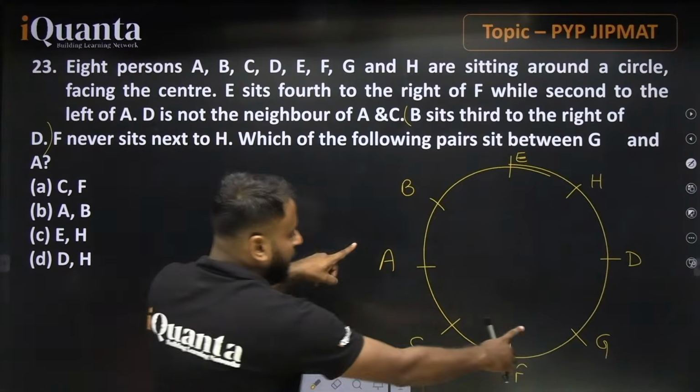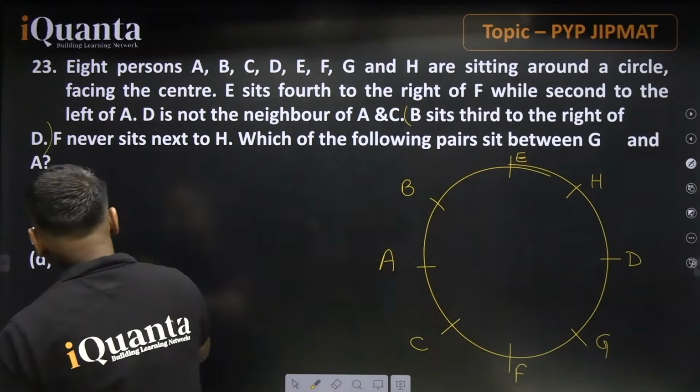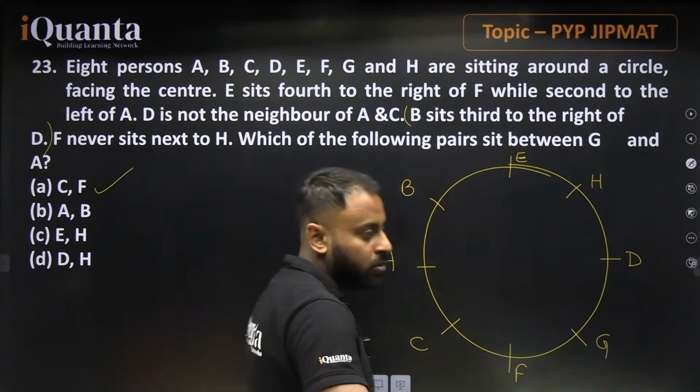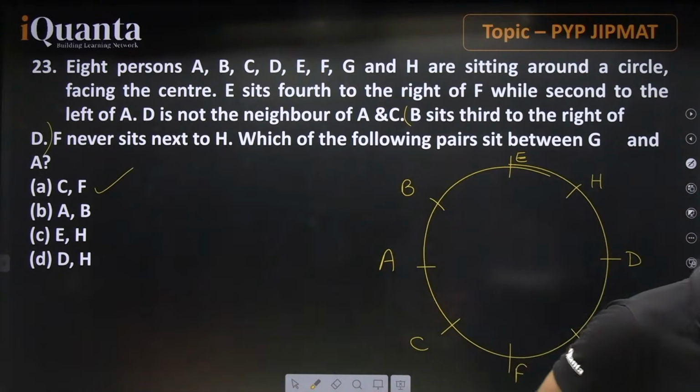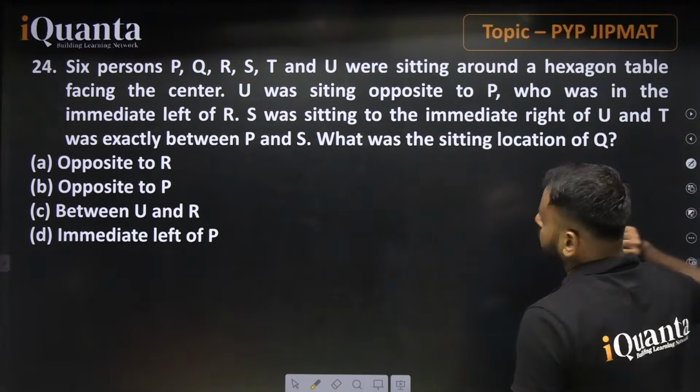So G and A. The persons who are sitting between G and A are C and F. So we have option number A is the right one. Option number A is correct. Perfect. So the correct answer is A. Let's talk about another question.